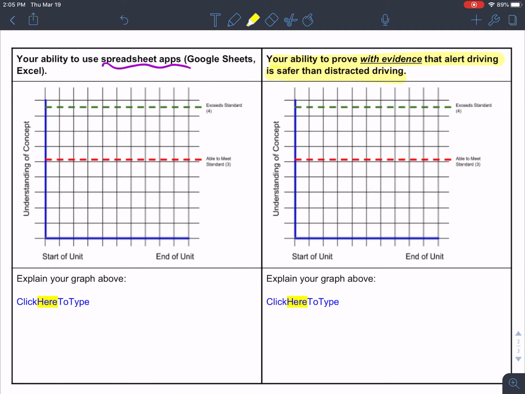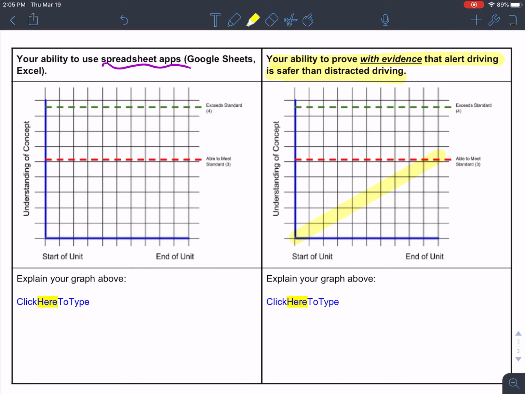Okay, and this last one, this really applies to our summative for our unit. Again, if you have not completed the summative, make sure you do that. That is the last item on Canvas right now, besides the self-assessment. So again, your ability to prove with evidence that alert driving is safer than distracted driving. Again, that's a really simple statement, but just being able to show the evidence for that mathematically, right? We were able to do that with an app. So just feeling confident that you can prove that claim with mathematical evidence. Obviously, at the beginning of the unit, you probably did not have a solid idea of how to do so. Hopefully by the end of this unit, more so.